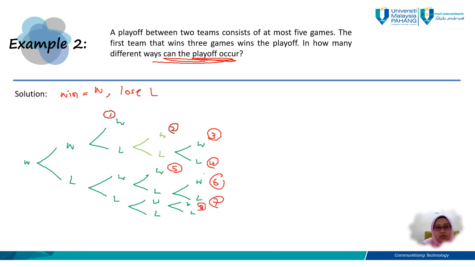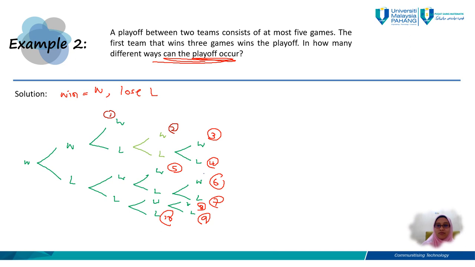Then win, lose, lose, win, lose. Okay, so lose three times, that means the other team wins three times. So this is for number nine. Okay, and then lose, lose, win, lose, lose, lose. Okay, that means lose three times and then the other team wins three times. So this is for number 10.